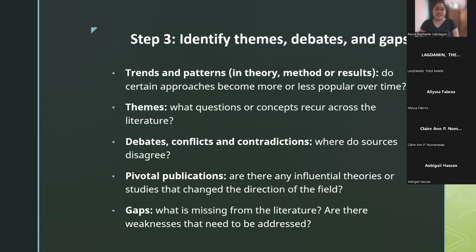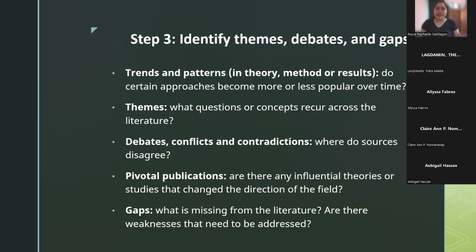Okay? And then step 3, identify themes, debates, and gaps. Of course, we now have sources, we evaluated, and we read those articles, whether from books, printed materials, or online sources.